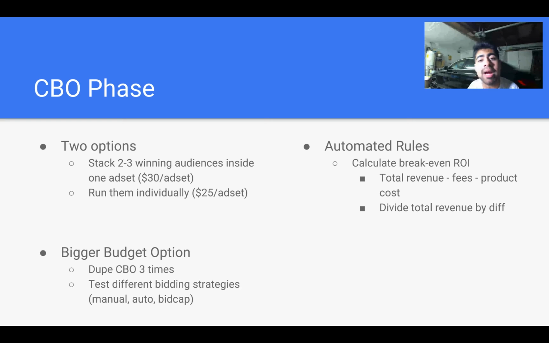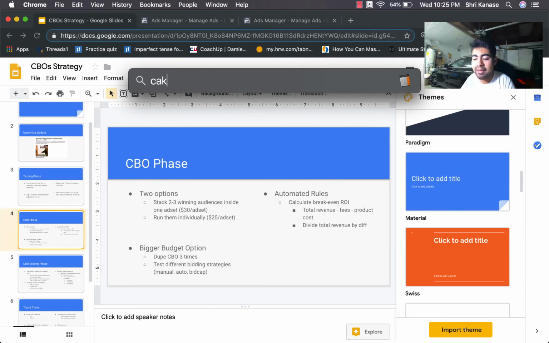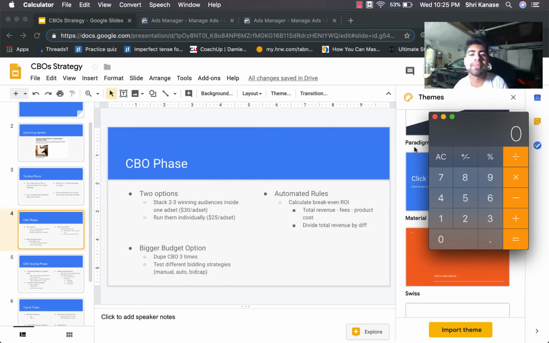And I have included here how to calculate your break-even ROAS, because not a lot of people talk about that. The break-even ROAS is calculated by taking the total revenue that you'll get from selling a product. So let's say, for example, you sell a $50 product. And in fact, I'm going to do it on my calculator so I can show you guys. But let's go ahead and do it just really quick. So let's say you sell a product for $50, so 50.